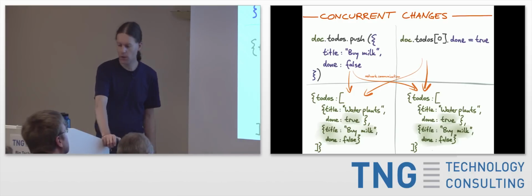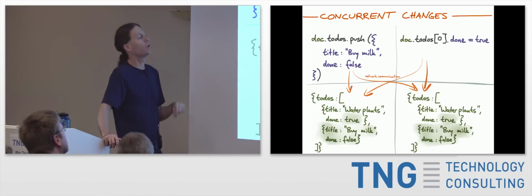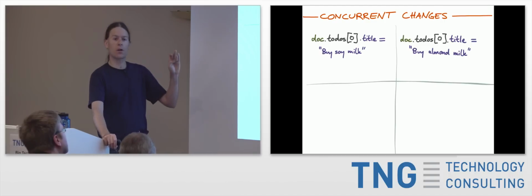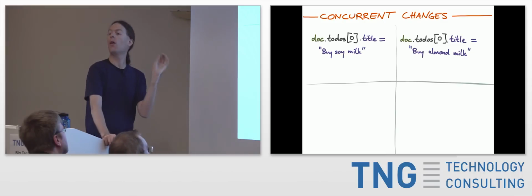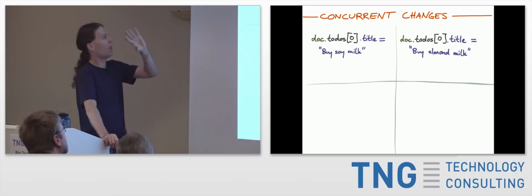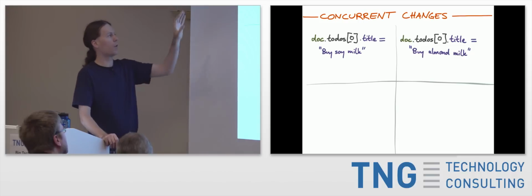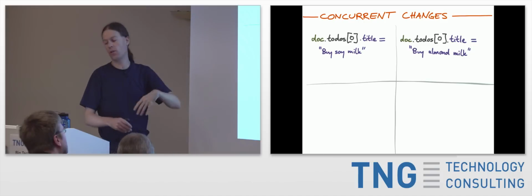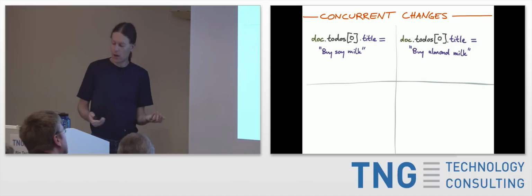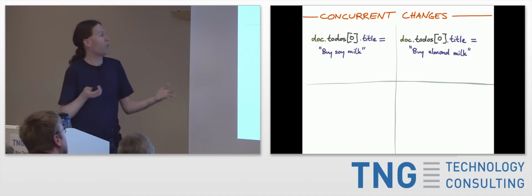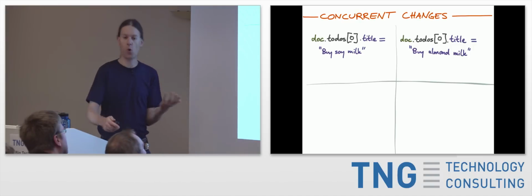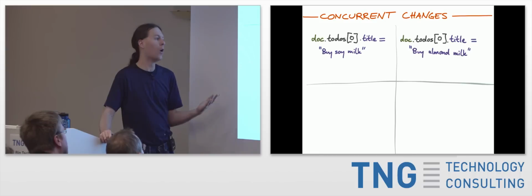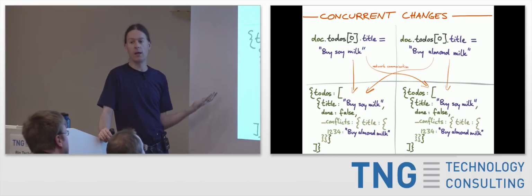There's a trickier case in which we can't actually do the merging automatically. This case happens if two users concurrently update the same property of the same object. So, for example, one user changes the title from buy milk to buy soy milk. Another user changes it from buy milk to buy almond milk. Now in this case, Automerge can't decide which of these two values is more correct than the other. They're both equally valid values that were assigned to this field. So in this case, we actually just keep both of the values.